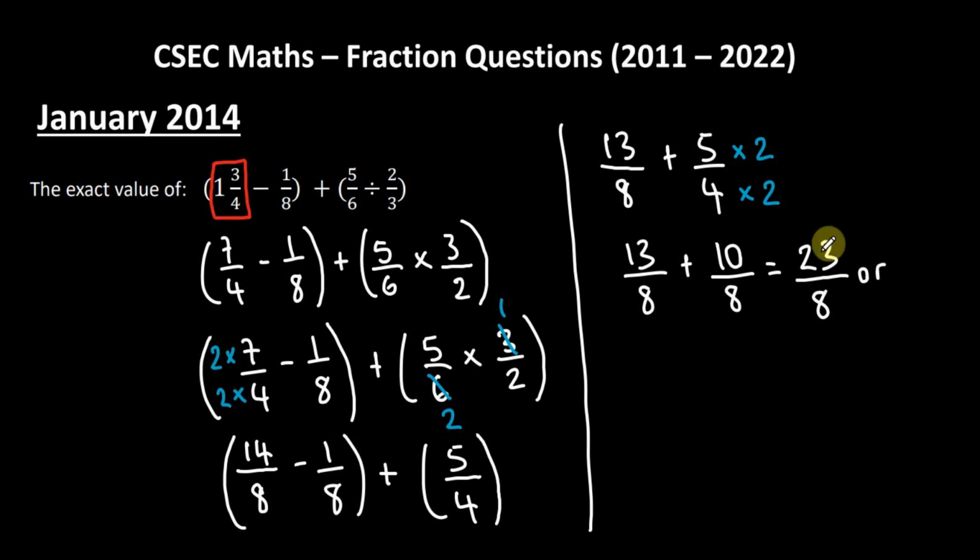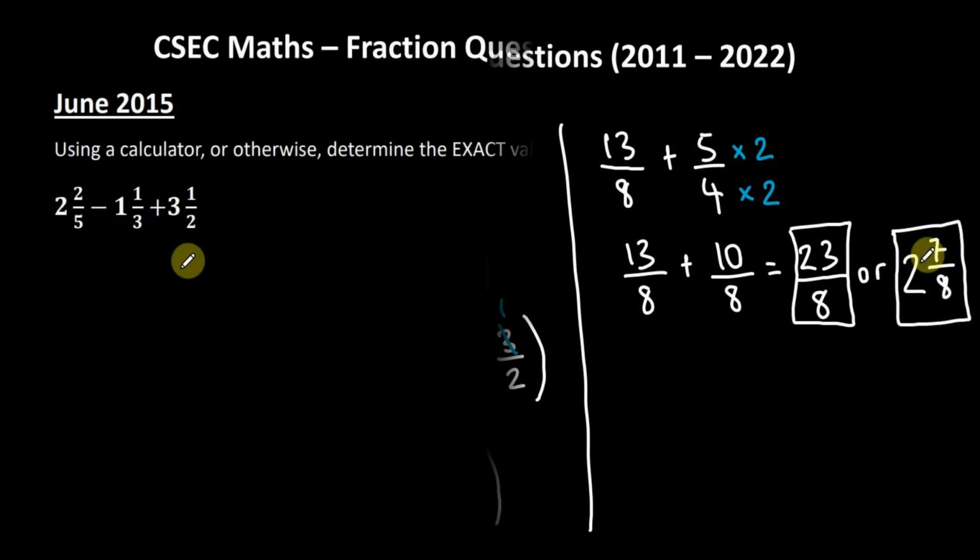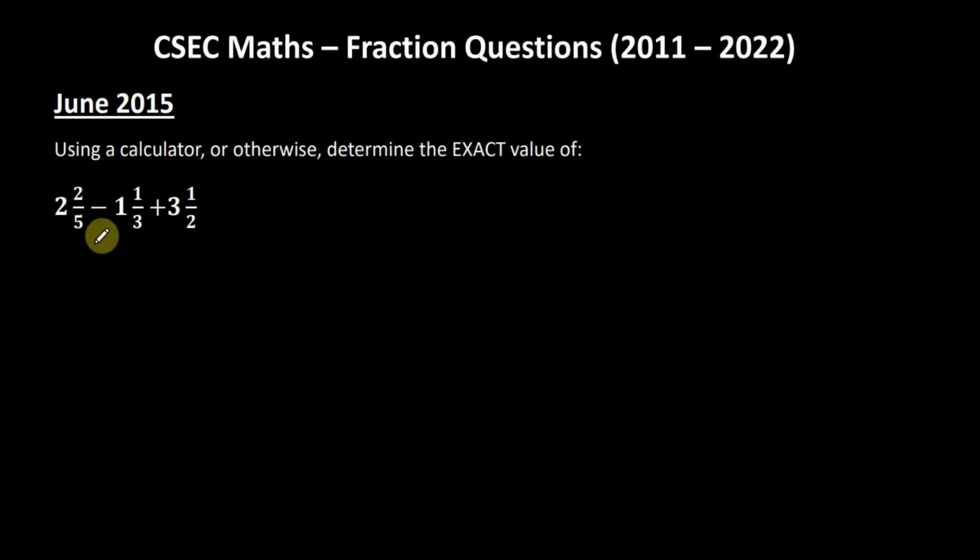So 8 can go into 23 2 times, leaving a remainder of 7/8. So either one of these are acceptable, guys. You could leave it as an improper fraction, but if you wish to write it as a mixed fraction, that's not a problem either. Now we're looking at the question that was given on the June 2015 paper.